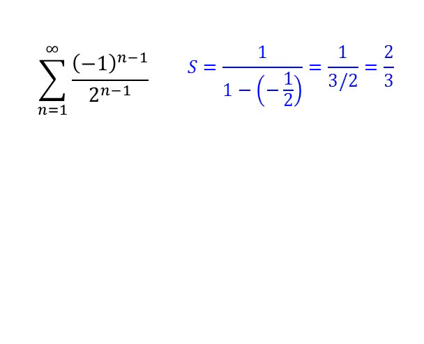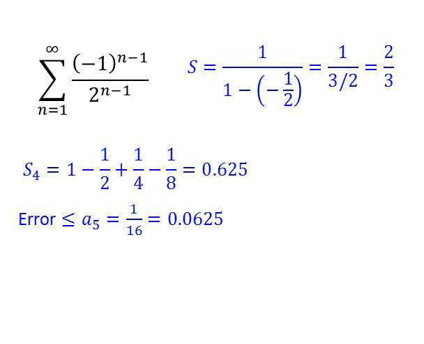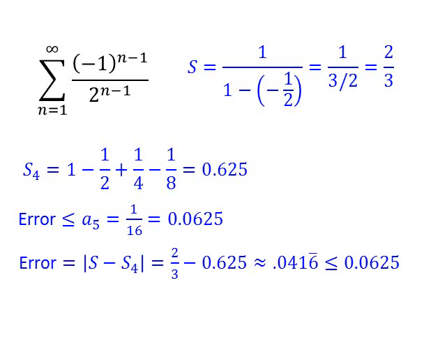Earlier in this lesson, we calculated the sum of this series to be 2/3. Let's say I use the partial sum s sub 4 to estimate the sum. Then the error in using this partial sum to estimate the actual sum should be at most the value of a sub 5, which is 0.0625. The actual error is 2/3 minus 0.625, or 0.0416 repeating, which is less than the fifth term.